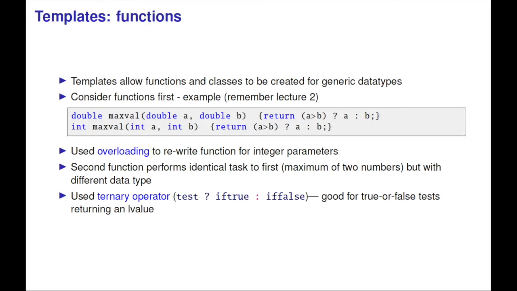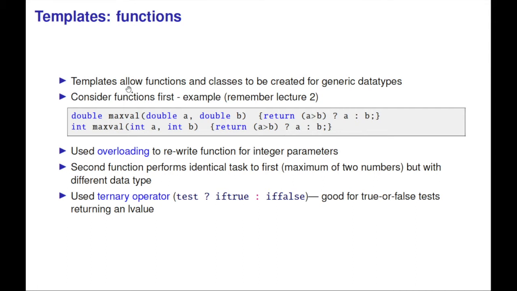So, next topic, templates. In the first instance, function templates, which are the easier ones. Templates allow functions and classes to be created for a generic data type, without telling you what the data type is. So we consider functions first, and let's look at an example we looked at before, the function double maxval or int maxval, which takes a double or an integer as an argument and returns a if a is greater than b, and b if a is not greater than b.